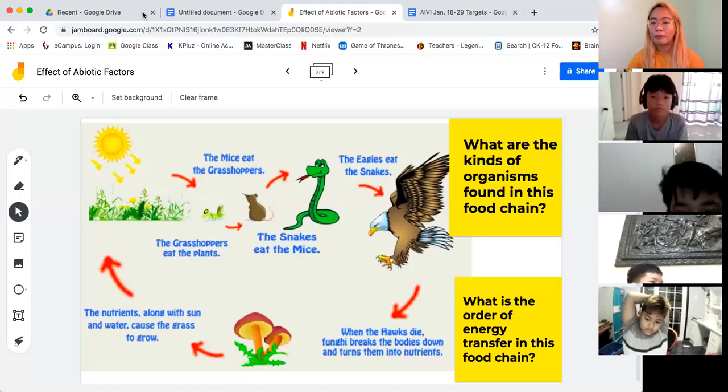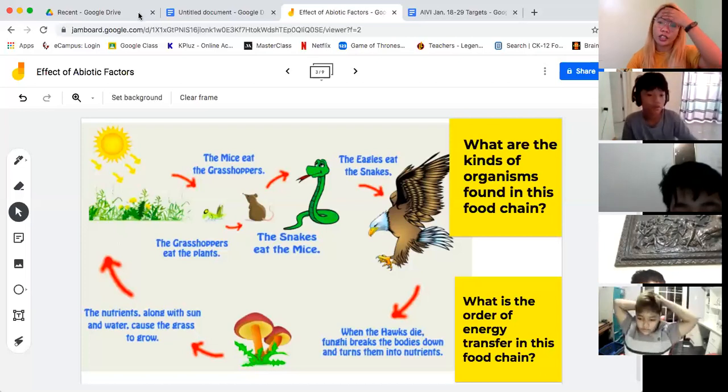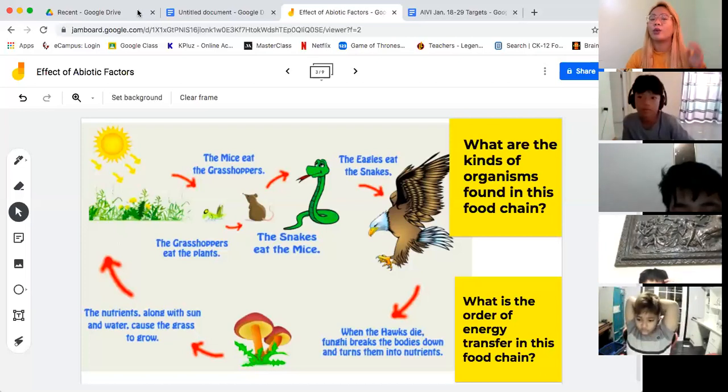But we have to remember that the amount of energy changes, right? How many percentage of energy transfers from one organism to another? 10%. Yes, so just 10% of the energy is passed along to the next organism in the food chain.